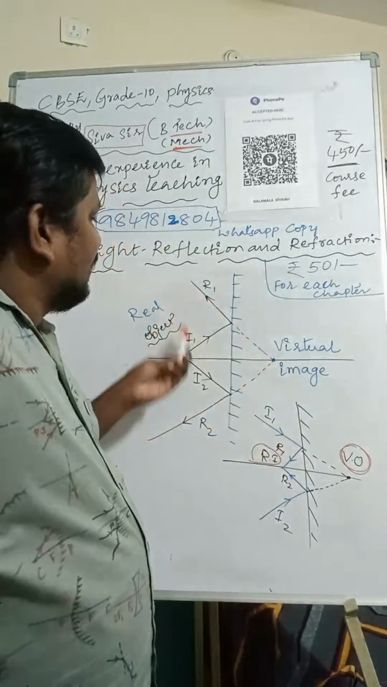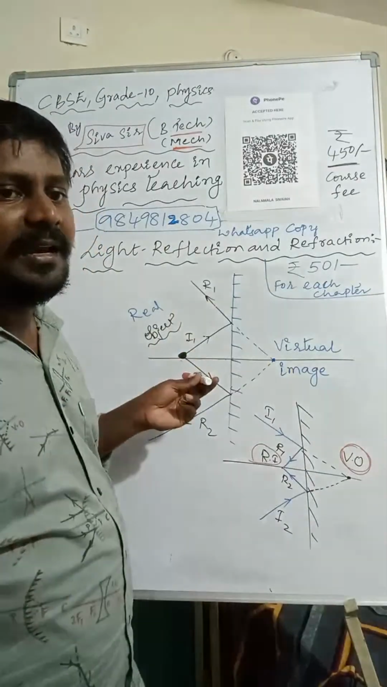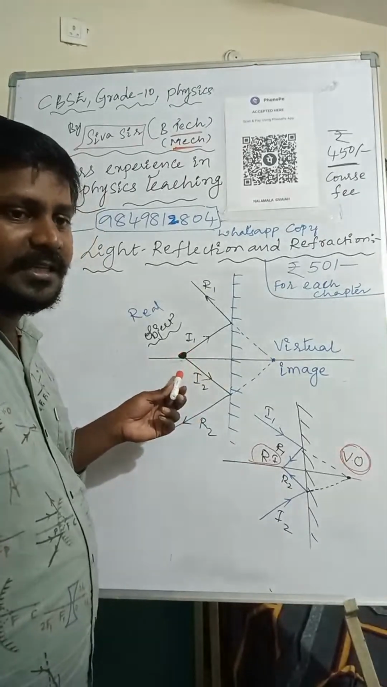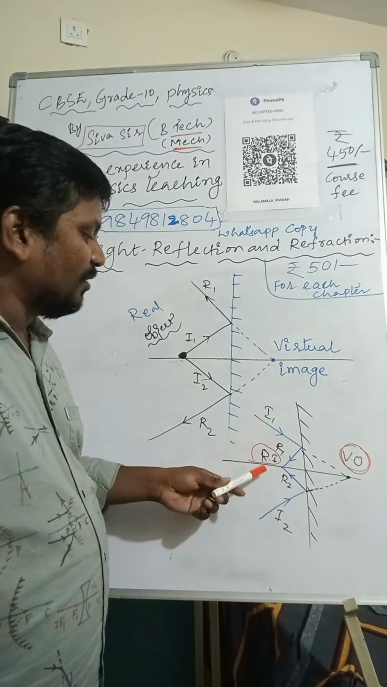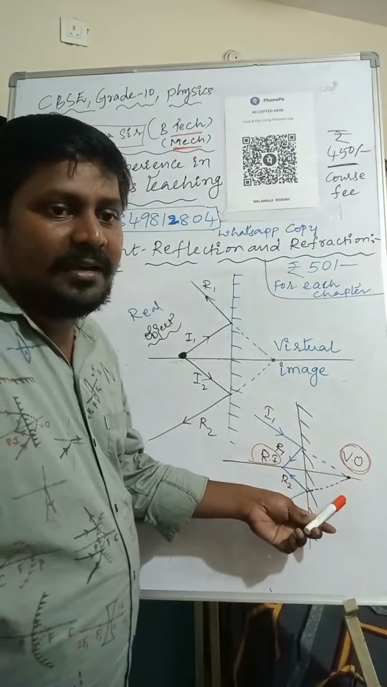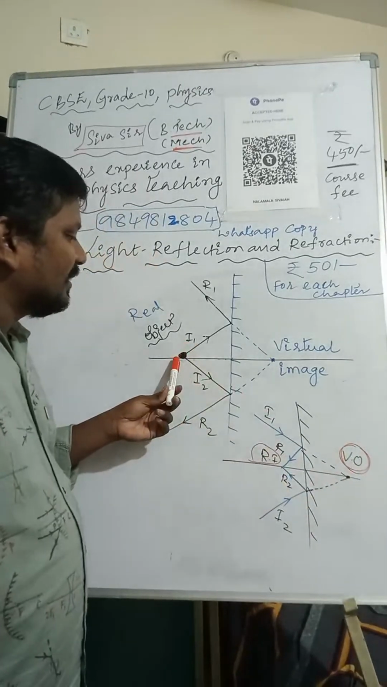Directly here you can see, the light rays are coming from one point. Directly, light rays are coming from one point. That's why it is a real object. But here light rays are not coming from one point, so we are extending those incident rays. There it is meeting. That is why it is called a virtual object, and here is the real object.